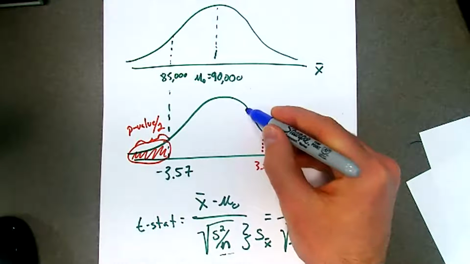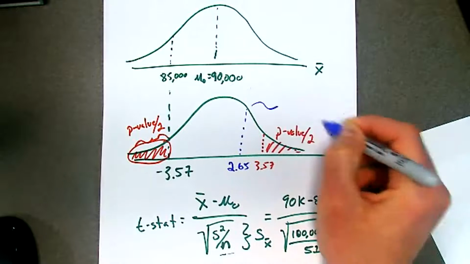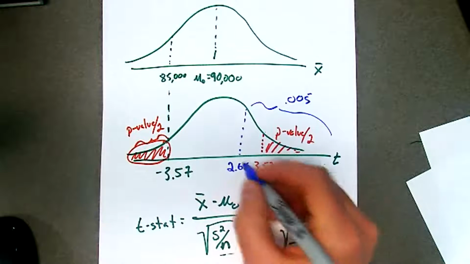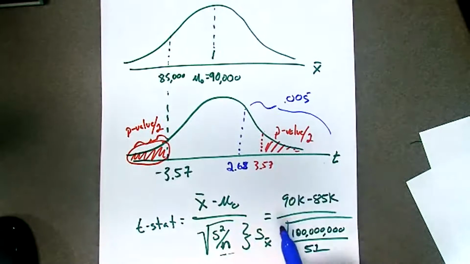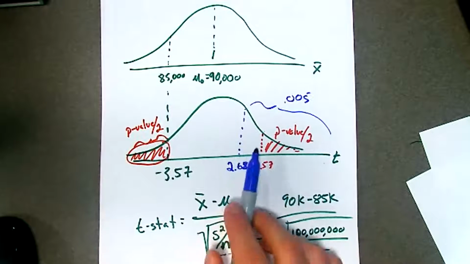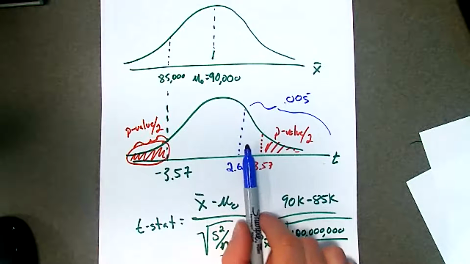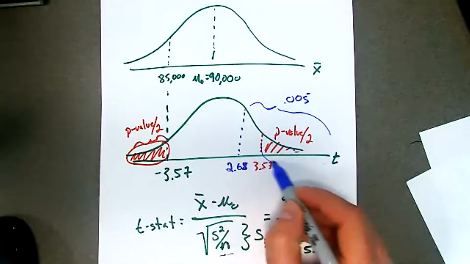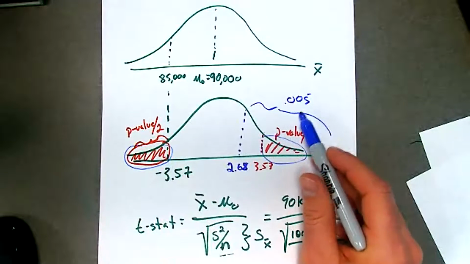When I look at that table, it's telling me that the area to the right of 2.6, I don't know if it was 5, it was 2.68 maybe, the area to the right of that was 0.005. Well, that means I know the area to the right of 3.57 has to be something smaller. But I don't know exactly what it is. All I can really say here is that the area in each one of these tails is less than 0.005.